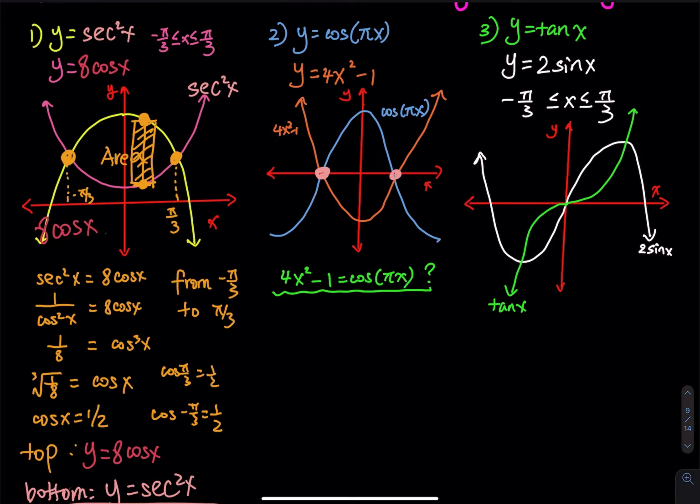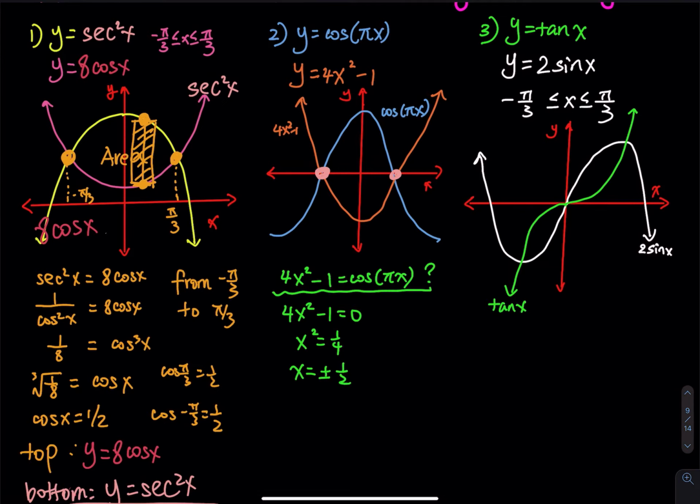Okay, I know that both intersections, they are on the x-axis, so that means I can try 4x squared minus 1 equals 0. Then we have x squared equals 1 over 4. Then x is equal to plus or minus 1 half, right?